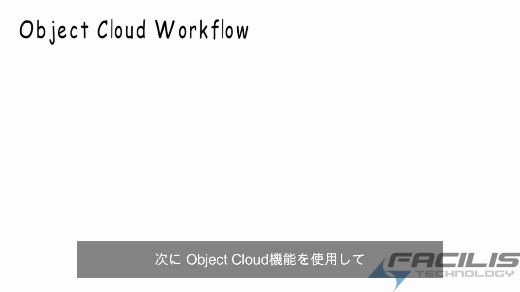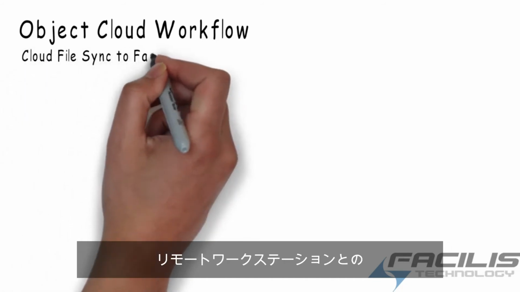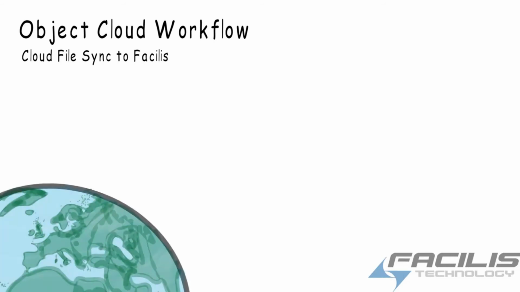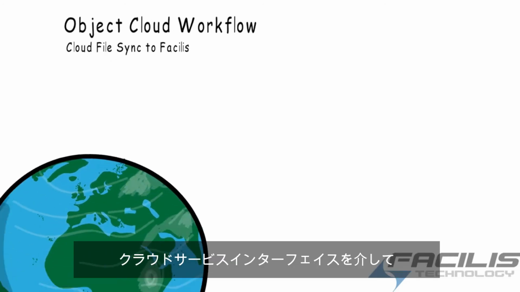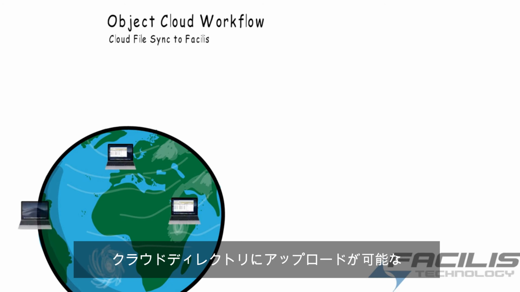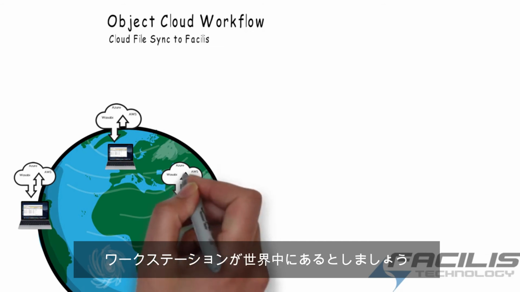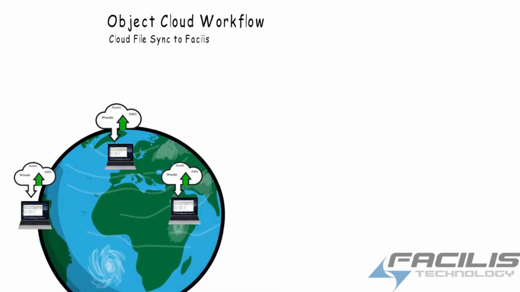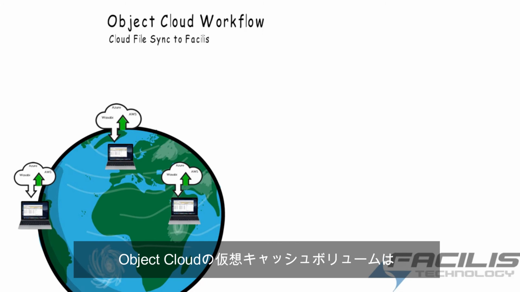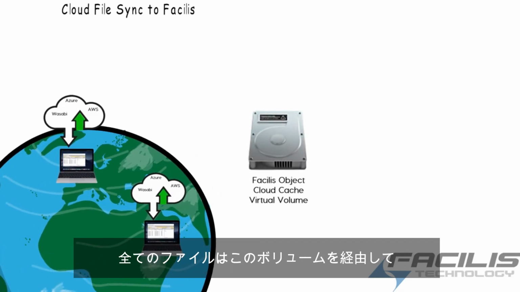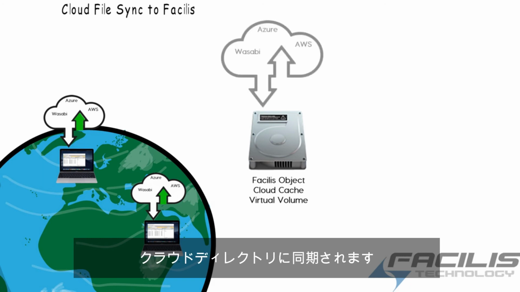Next, let's look even closer at how to collaborate with remote workstations through the Object Cloud feature. You may have workstations all over the world that all have access to the cloud service interface for uploading into the cloud directories. Your Object Cloud virtual cache volume can act as a representation of everything in the cloud directory structure, synchronized right into that volume on your desktop.